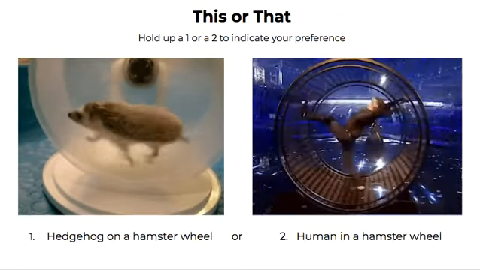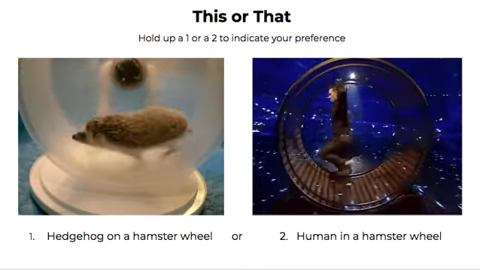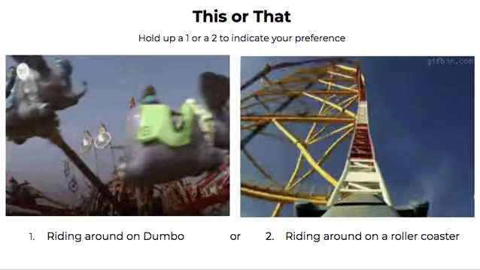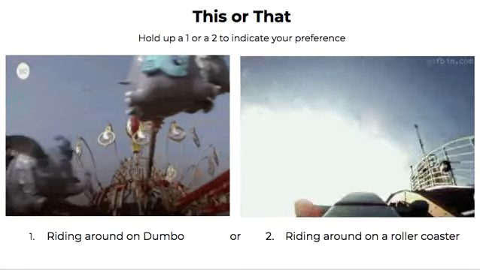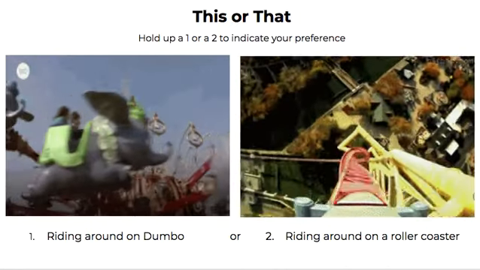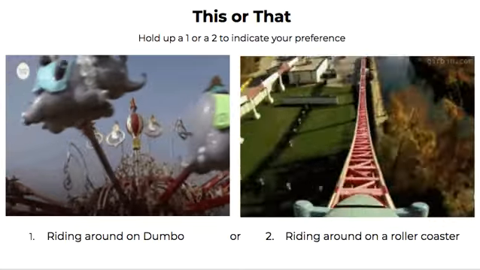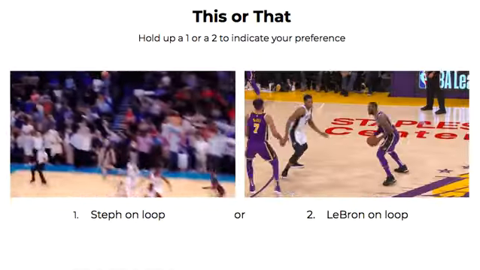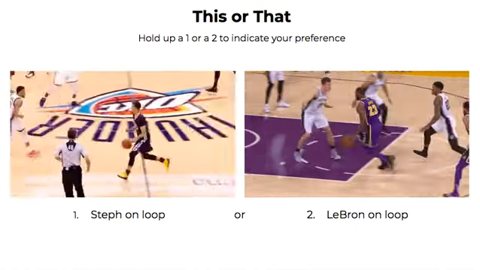Do you prefer 1, hedgehog on a hamster wheel, or 2, human in a hamster wheel? Do you prefer 1, riding around on Dumbo, or 2, riding around on a roller coaster? And finally, do you prefer 1, Steph on loop, or 2, LeBron on loop?